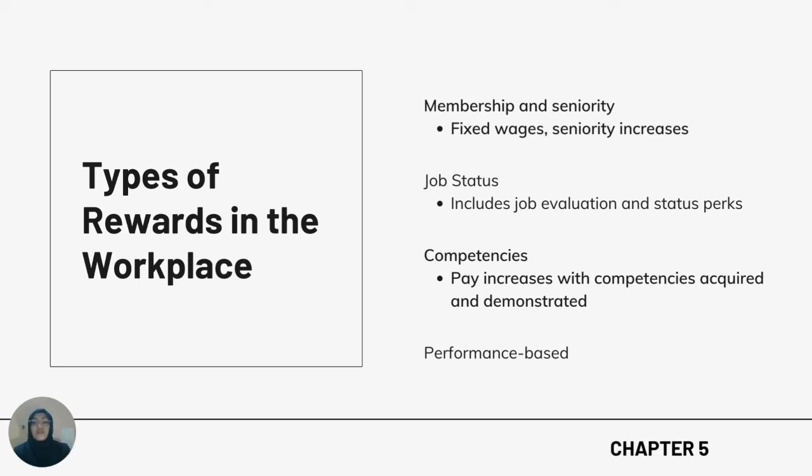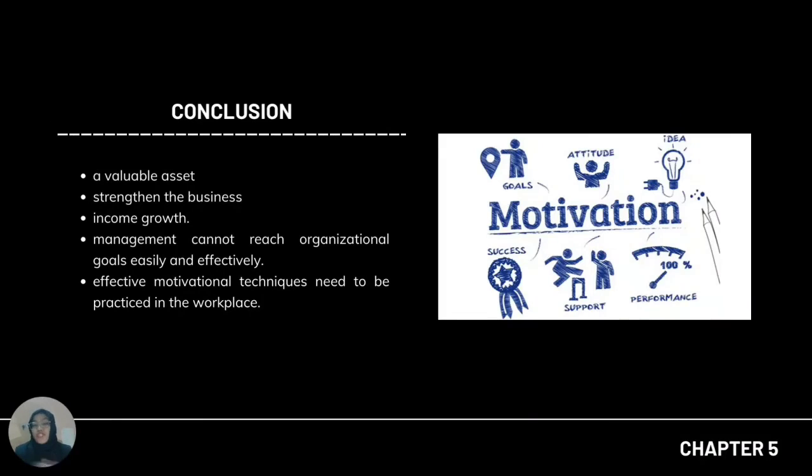The last base reward is performance-based reward. This includes organization, team, and individual rewards. Conclusion for chapter 5. A motivated employee is a valuable asset who can provide enormous value to the organization, helping to maintain and strengthen business and income growth. If they are not driven properly, management cannot reach the organization's goals easily. Therefore, effective motivational techniques need to be practiced in the workplace.